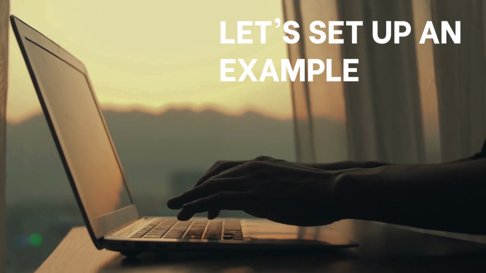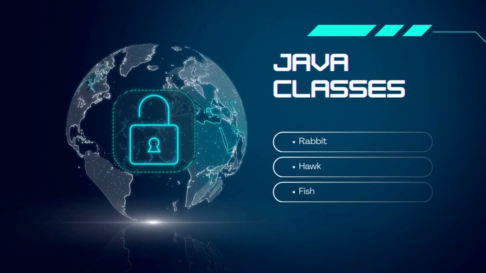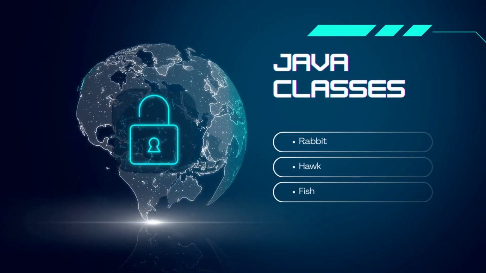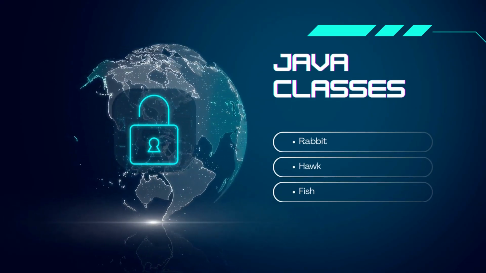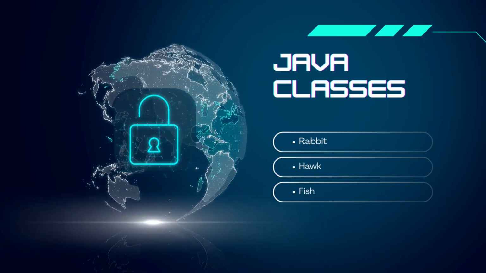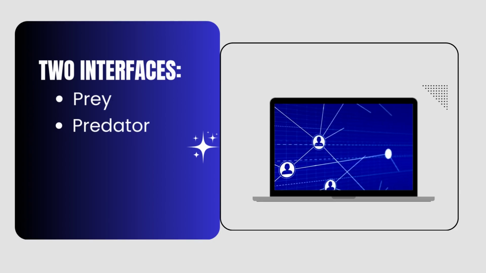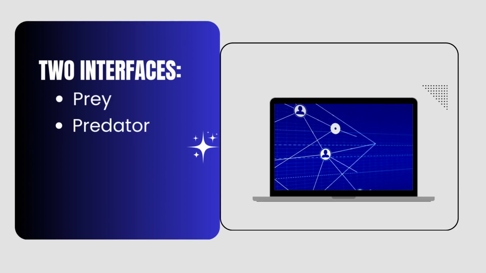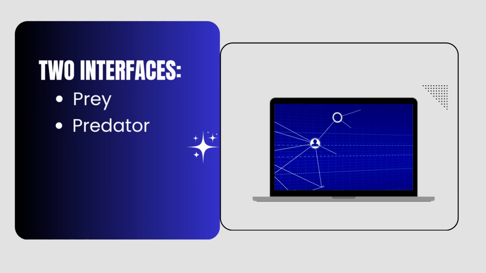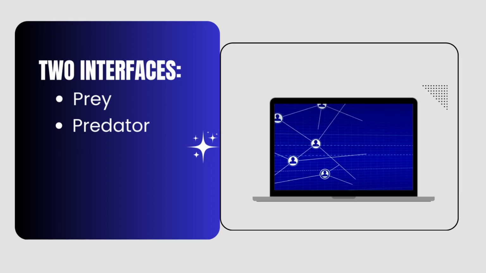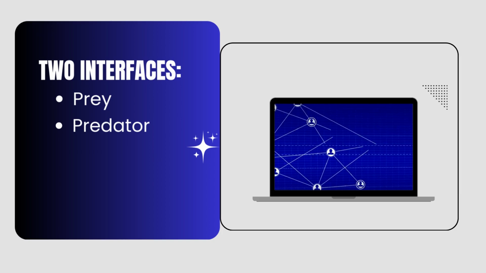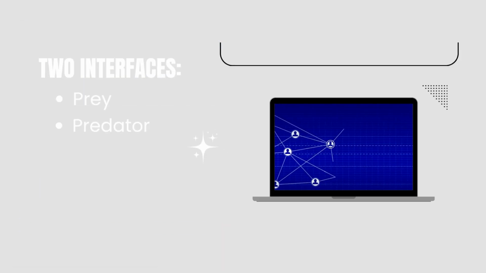Let's set up an example. To make this concrete, let's imagine a simple ecosystem. We'll have three classes: rabbit, hawk, fish, and two interfaces: prey, predator. The idea is simple: some animals are prey, some are predators, and some can be both. This is exactly where interfaces shine.